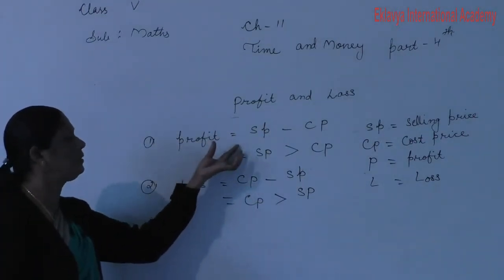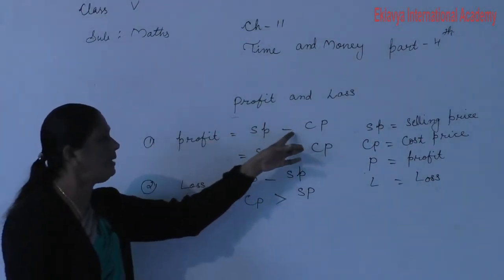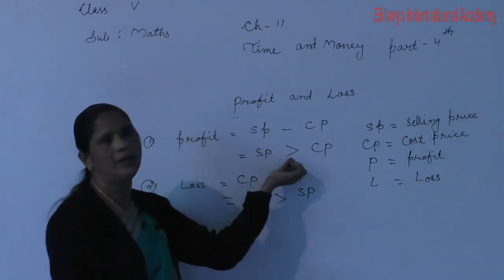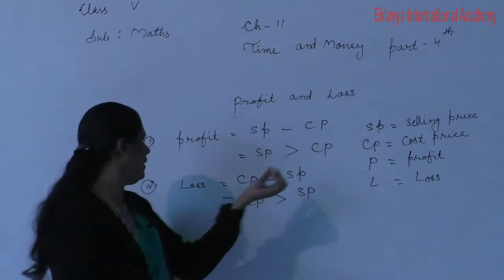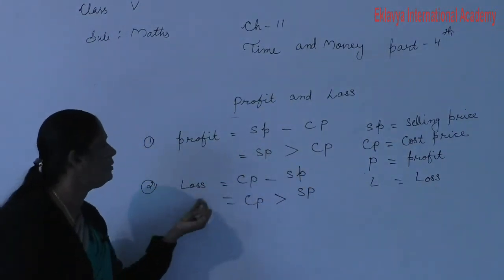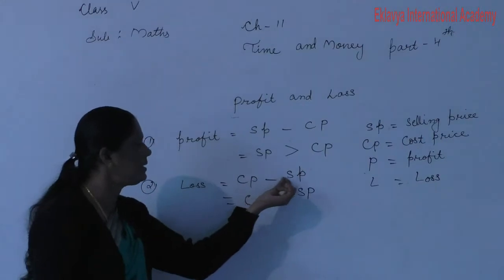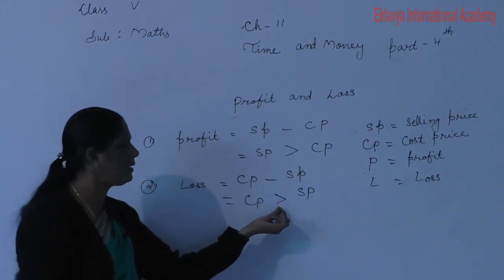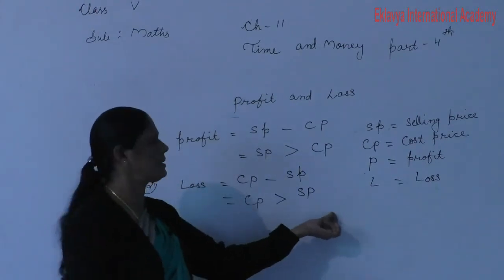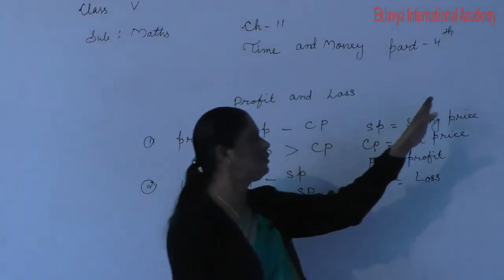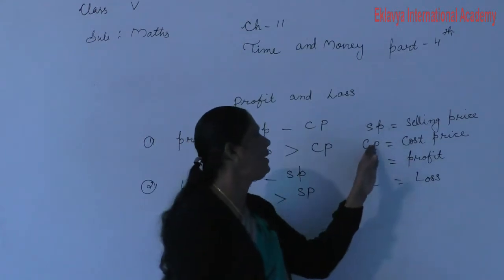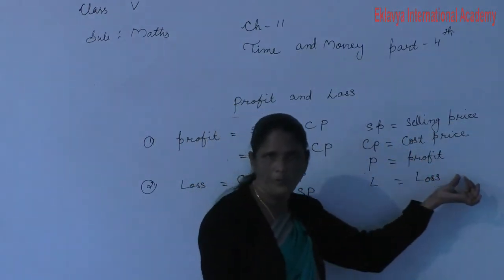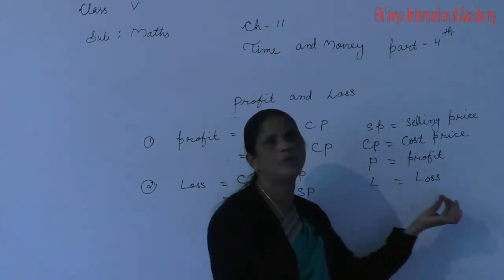Profit is equal to SP minus CP, where SP is greater than CP. Loss is equal to CP minus SP, where cost price is greater than selling price. SP is equal to selling price, CP is equal to cost price, P is equal to profit, and L is equal to loss.